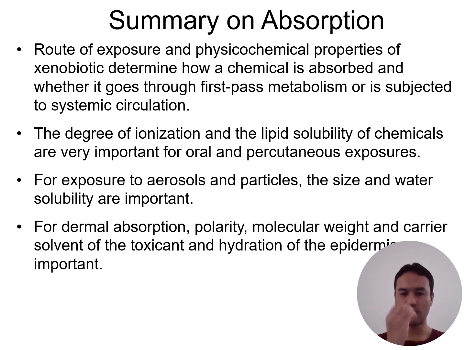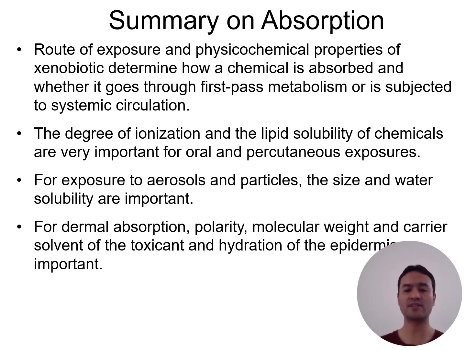Route of exposure and physical-chemical properties of a xenobiotic determine how a chemical is absorbed and whether it goes through first-pass metabolism or is subjected to systemic circulation. First-pass metabolism happens at the site of absorption or to some degree in the liver, before it is subjected to the circulation. If you take injection, you can bypass this metabolism.